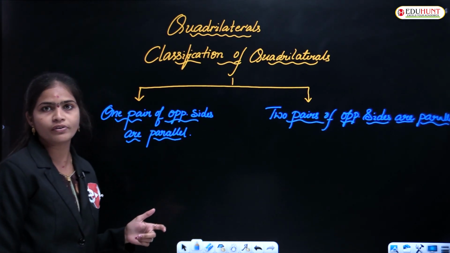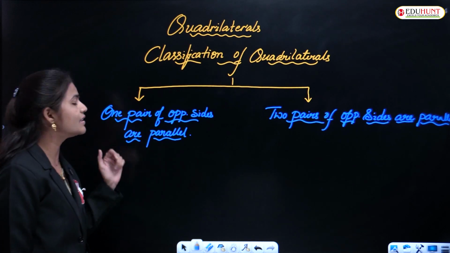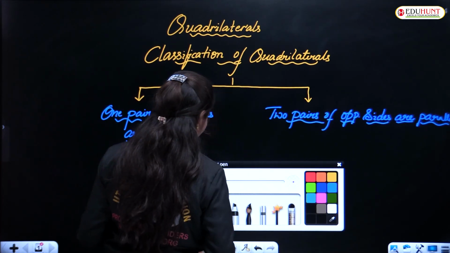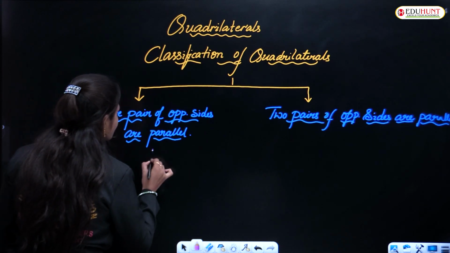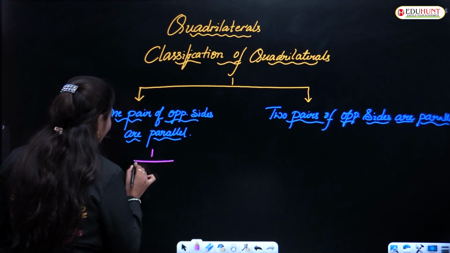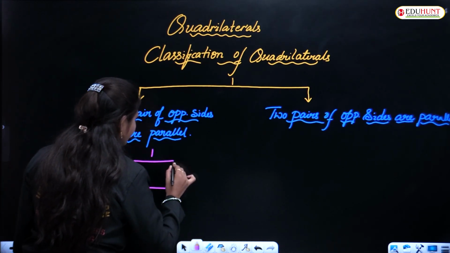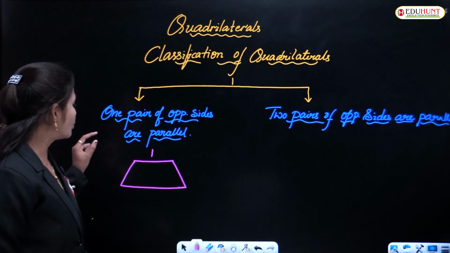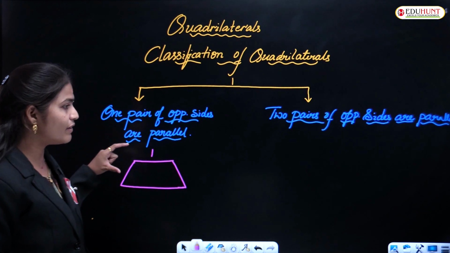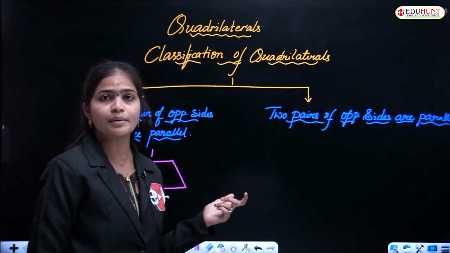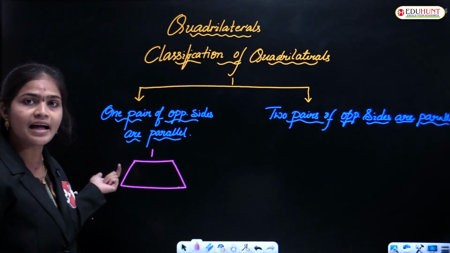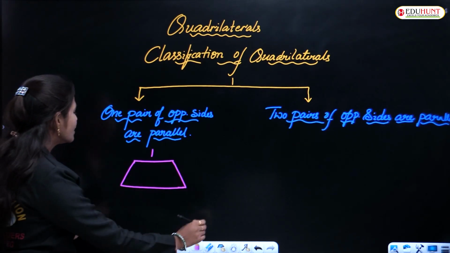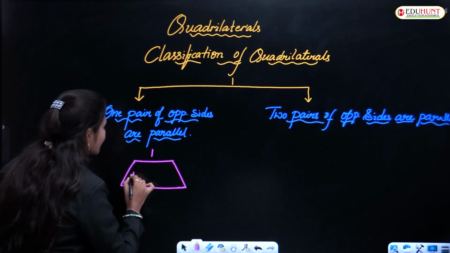So here which type of quadrilaterals comes under this one? Just see here. So first one is trapezium. Along with the shapes I will write the names. So if you see that shape anywhere, then you can recognize that it is a trapezium. That's why I am drawing the diagrams, as well as writing the names inside the diagram. Okay, so this one we will call a trapezium.